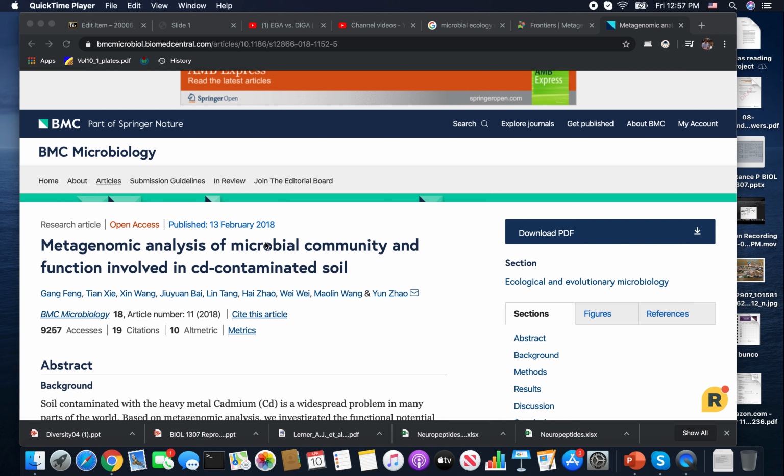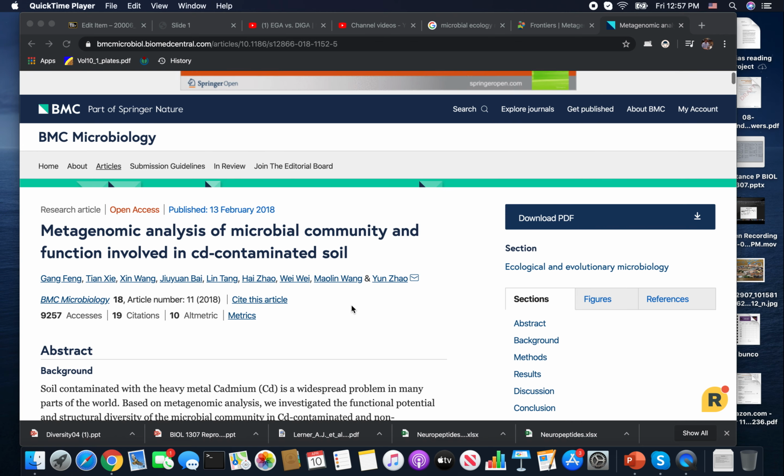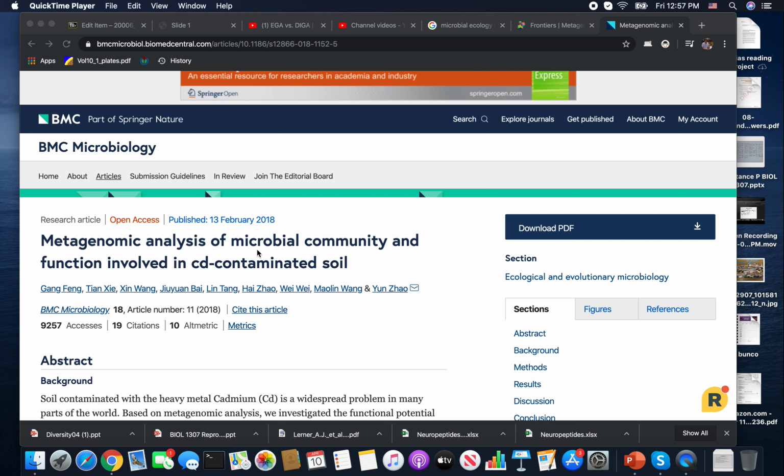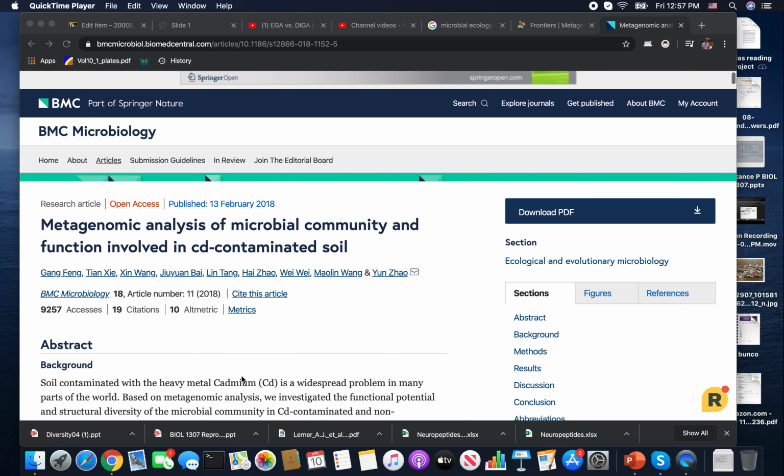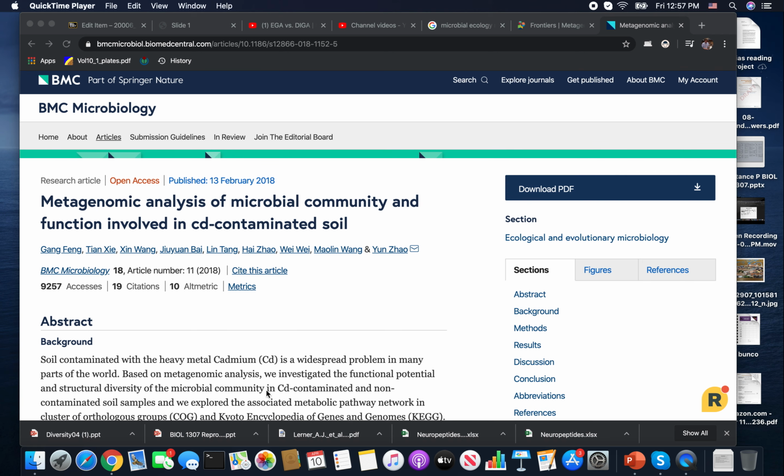And it's looking at the microbial community, so we're looking specifically at bacteria, and I don't think they measure archaea in here, but we always ignore them, and yet they're actually really important as well. So microbial community and function involved in, this is cadmium metal, and I don't know why they're weirdly capitalizing it. Actually, that one's okay, that one's not okay.